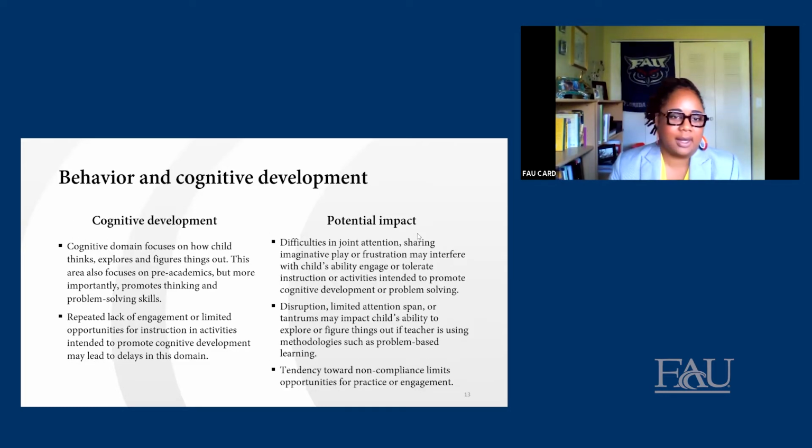Cognitive development, again, this focuses on how a child thinks, how a child explores, how a child figures things out. This area also includes pre-academics, but more importantly, focuses on thinking and problem-solving skills in children. And again, repeated lack of engagement or limited opportunities for instruction may impact the child in the following ways. So we know that children have difficulties with joint attention, sharing, or imaginative play.